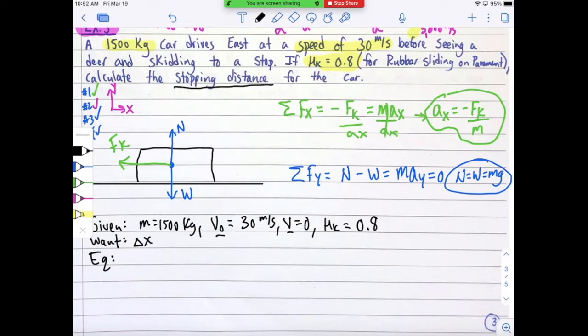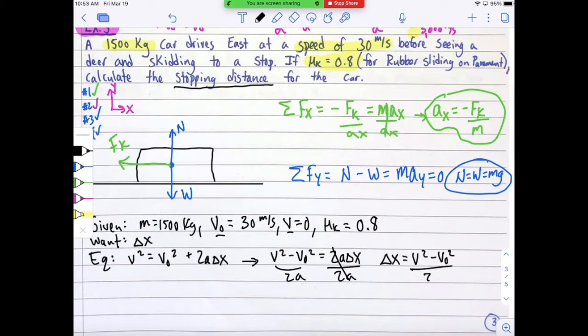You might remember back, we seem to use this one a lot when we don't have time: v squared equals v0 squared plus 2a delta x. That's the one that we use when we don't have time. So we're going to solve this for delta x. It's going to be v squared minus v0 squared equals 2a delta x. And then divide both sides by 2a. So we get our equation: delta x equals v squared minus v0 squared over 2a.